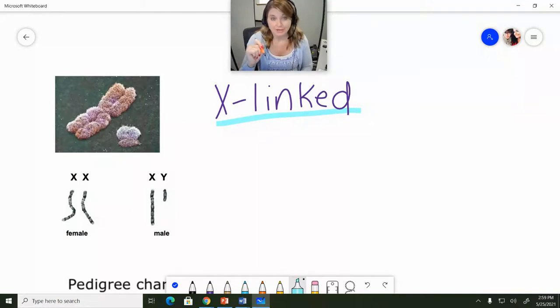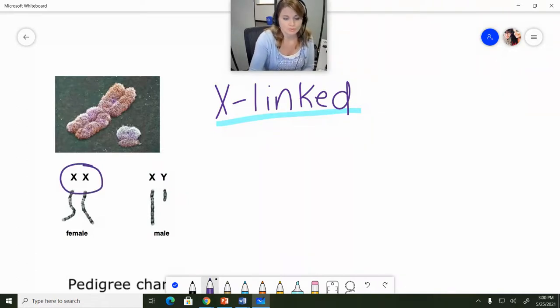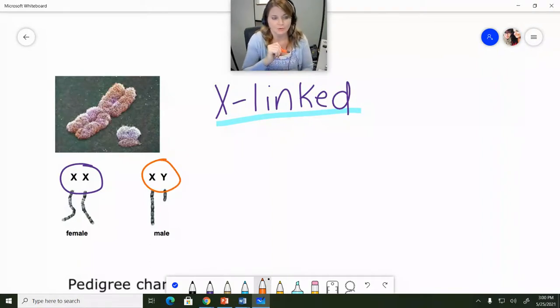So as the name suggests, this is linked to the X chromosome, or it's dependent upon sex, whether or not you're male or female. So let's delve a little bit into what makes genetically a male and genetically a female. I think we talked about this a little bit already. So a female has two X chromosomes and a male has an X and a Y chromosome.